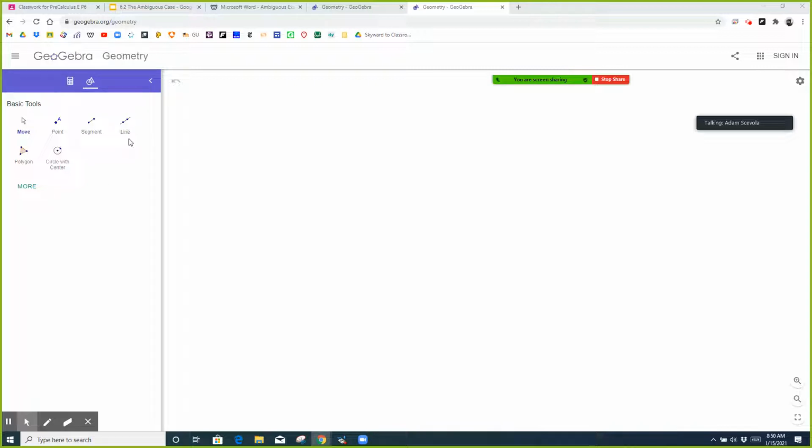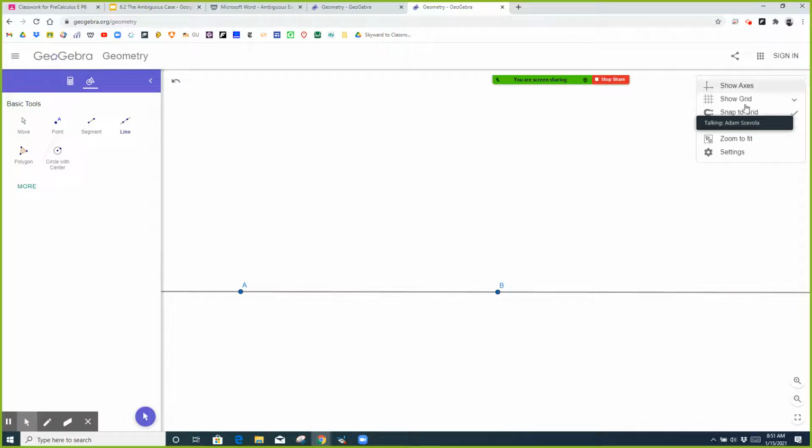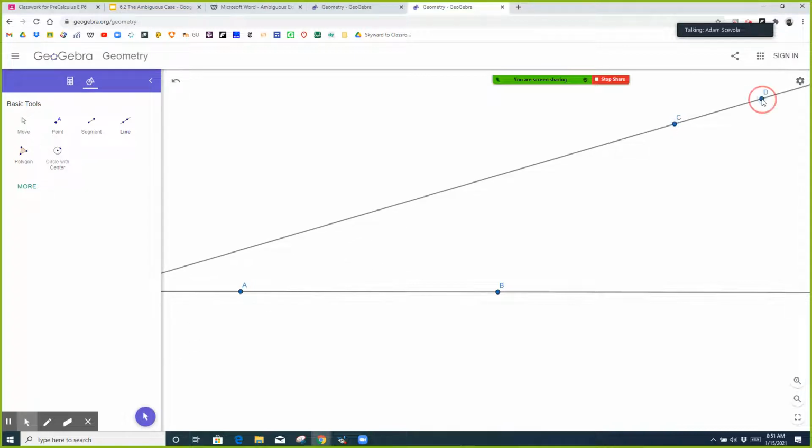All right, so first make a line. So you should be at geogebra.org/geometry. We're gonna make not a segment, but a line. So we're gonna put a point there and a point there. So a line is gonna be parallel to the bottom of our screen. Now, you don't have to do this next step unless you want to, but I'm gonna do it for presentation purposes.